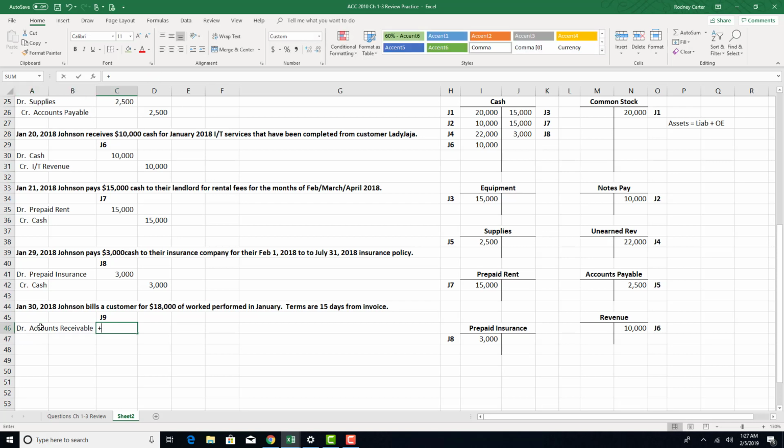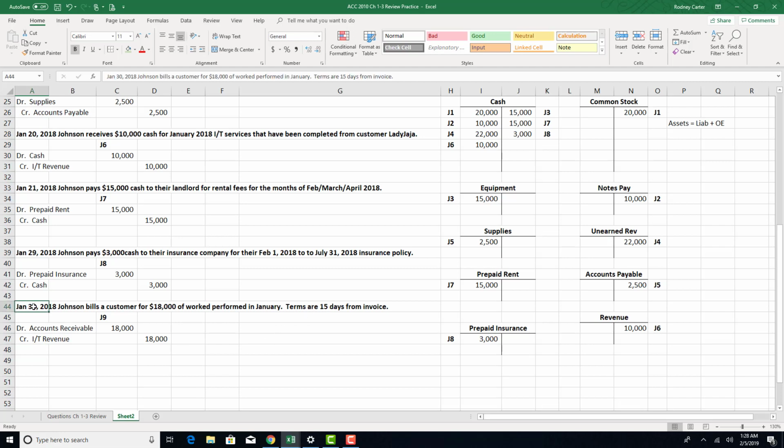So accounts receivable of $18,000, and we're going to credit service, or excuse me, IT revenue, because we have completed, performed it. That performed is a key word. Bills is a key word. The fact that it has terms means that we didn't transact cash. The customer has 15 days to pay us from the time we billed this invoice. So this will be due February 14th.